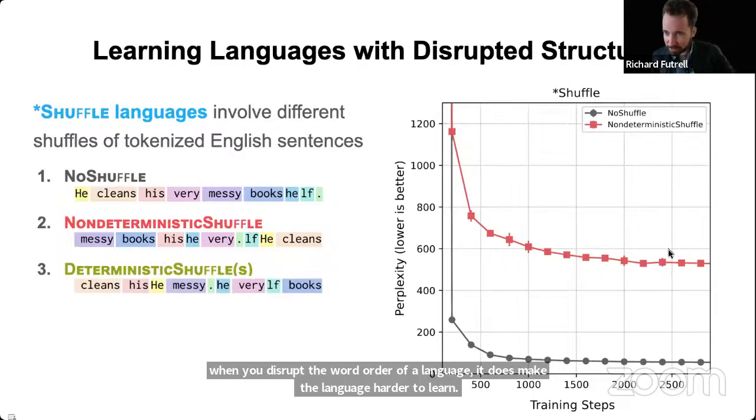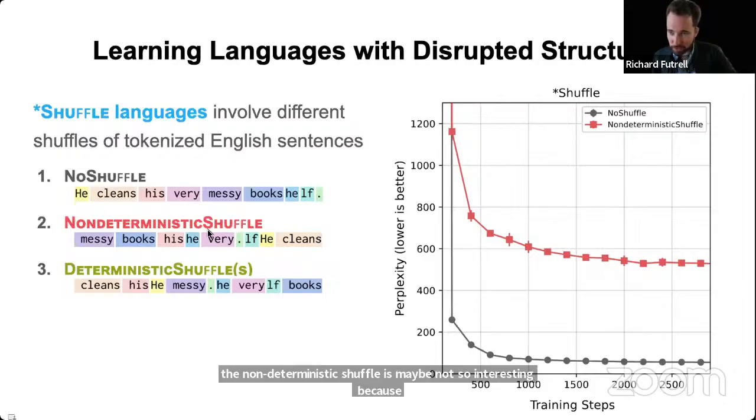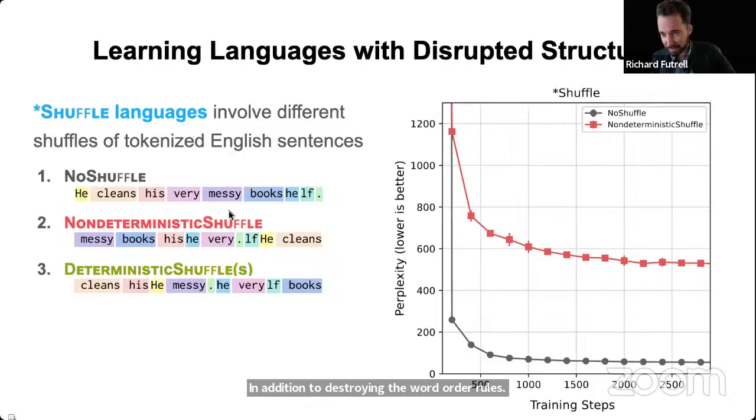But the non-deterministic shuffle is maybe not so interesting, because in addition to destroying the word order rules, this is also just making the language inherently more random because you're actually shuffling things. You're actually making the language inherently harder to predict. And so maybe it's not surprising that language models have difficulty learning that.